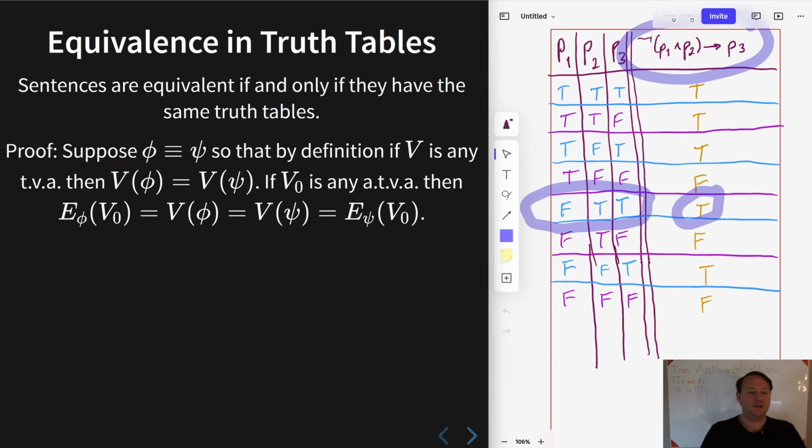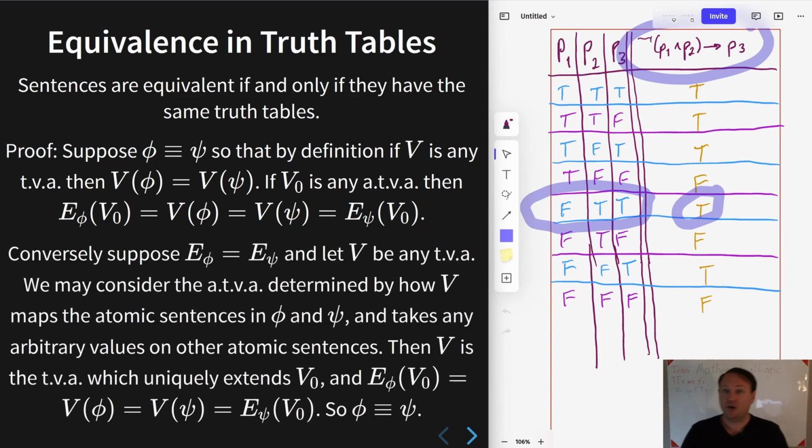Well, what is E sub phi on this atomic truth value assignment? It is what you get when you take it and extend it to a full truth value assignment and then find the value of phi on that. Well, by our assumption that they are equivalent, then you would get the same value for this V on input psi. That's just the very meaning of equivalence of sentences, is that all truth value assignments assign them the same truth values. And then that, by definition of E sub psi, is this thing over here, E sub psi on the atomic truth value assignment. And so we are done with this direction.